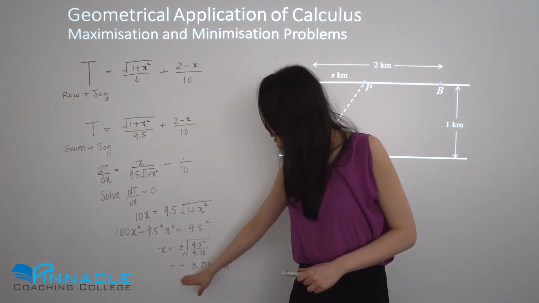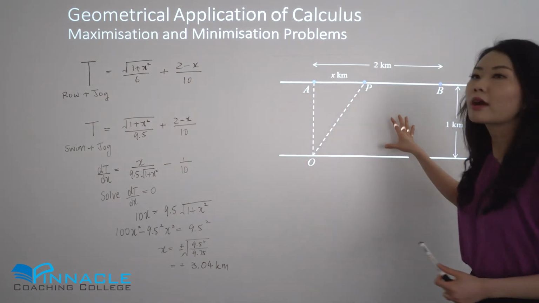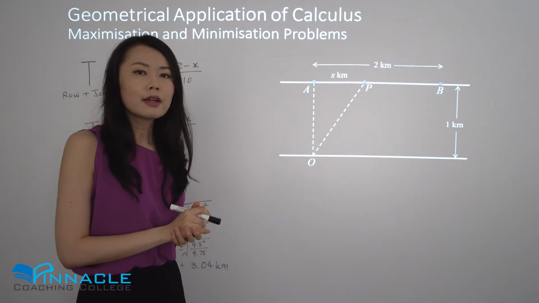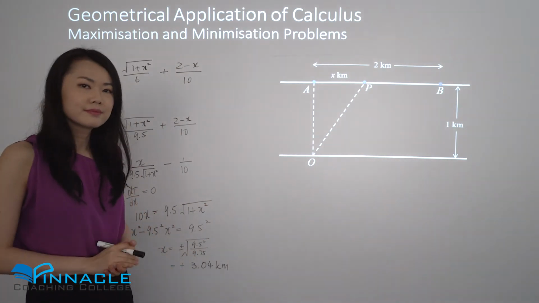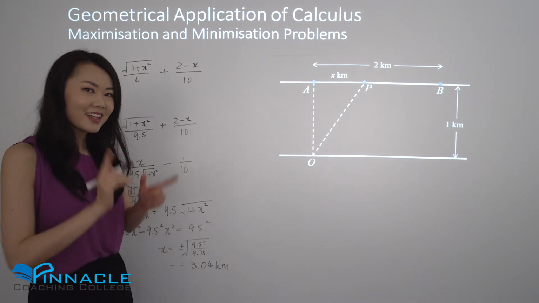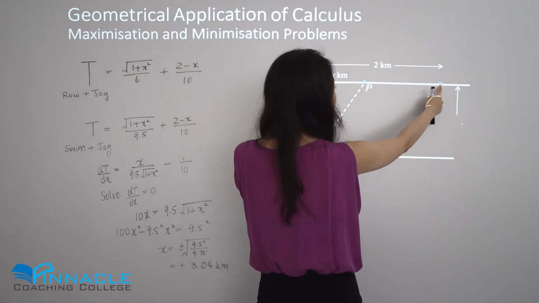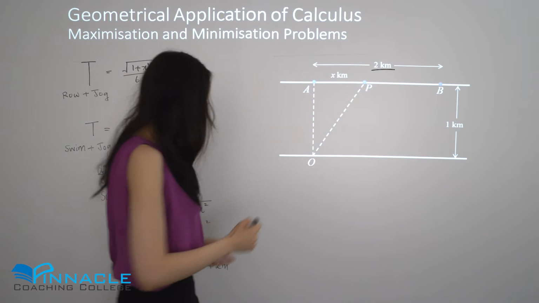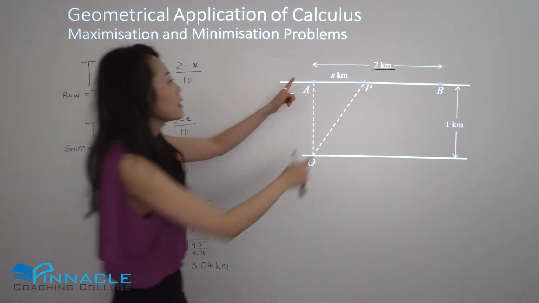Alright, so what is wrong with 3.04? Come back to the diagram. Okay, take a look at the diagram right now. See if you can pick up what's wrong with 3.04. Can't see it? Let me show you. If you look at the distance from A to B, it's only 2 kilometers. So what is the 3.04 supposed to be? It's supposed to be the value of x.